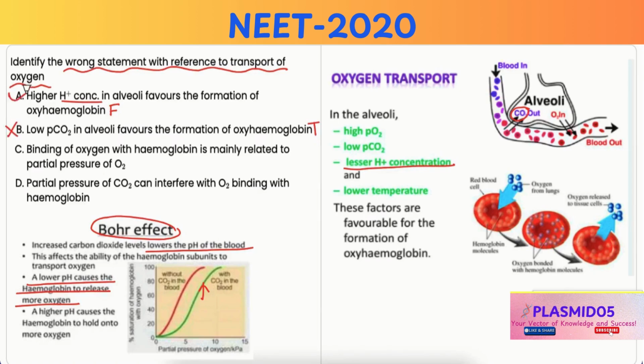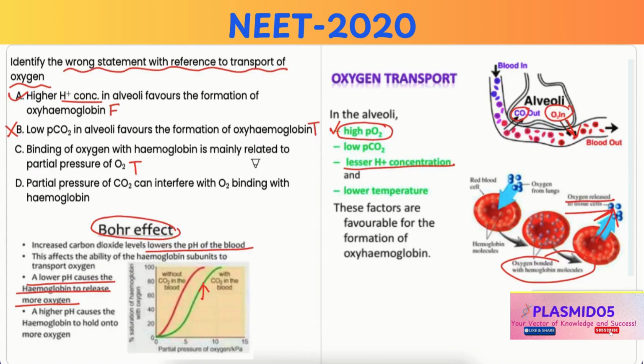Option C, binding of oxygen with hemoglobin is mainly related to partial pressure of oxygen. Now, this is also true. The binding of hemoglobin is largely determined by the partial pressure of oxygen. So, at high partial pressure of oxygen, such as in the lungs, oxygen readily binds to hemoglobin. But at lower partial pressure of oxygen, such as in the tissues, oxygen is released. Hence, it is an incorrect option.